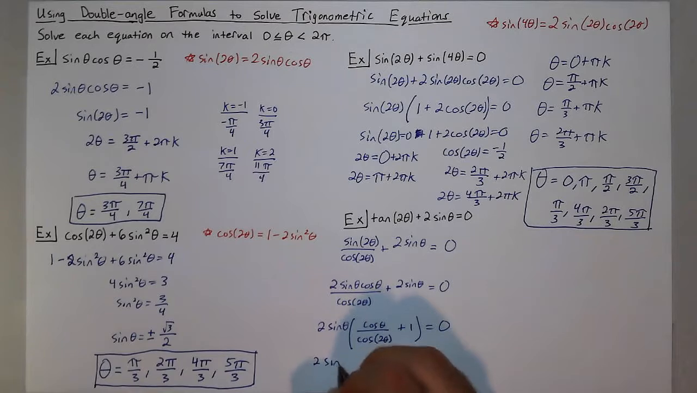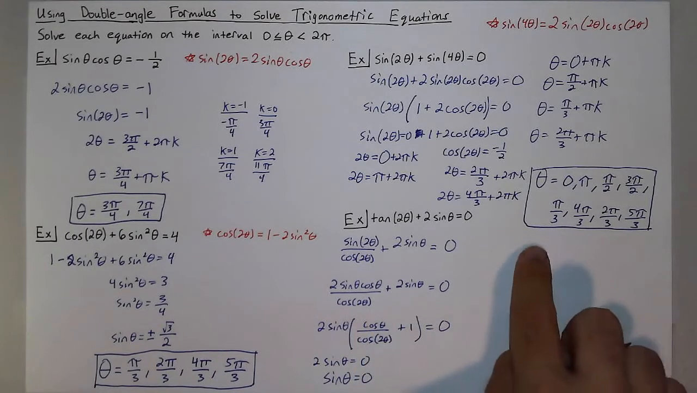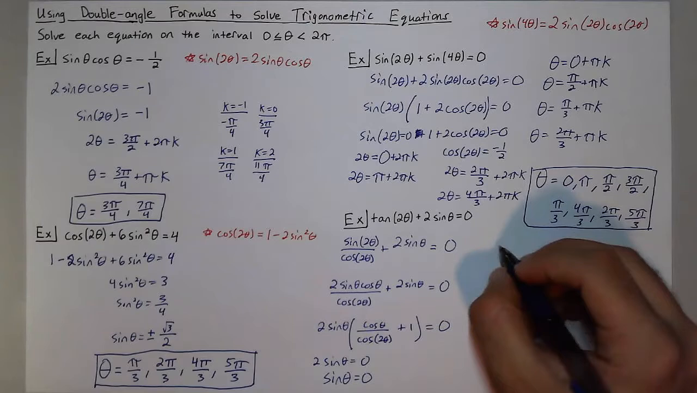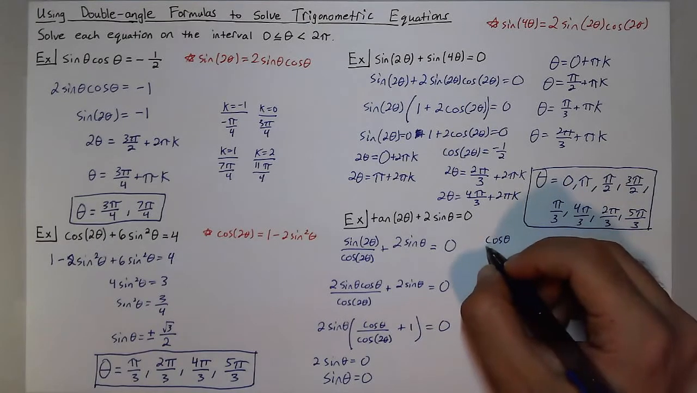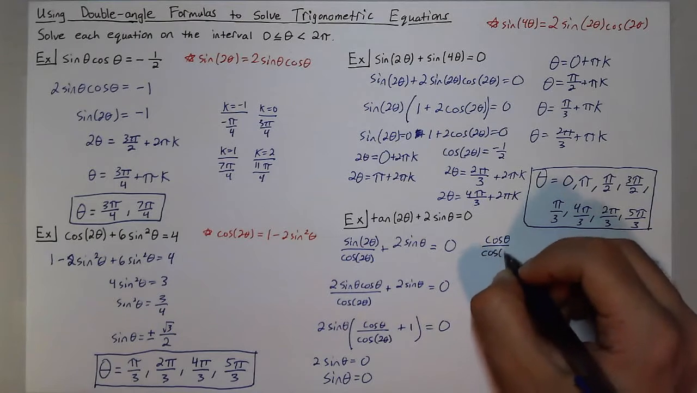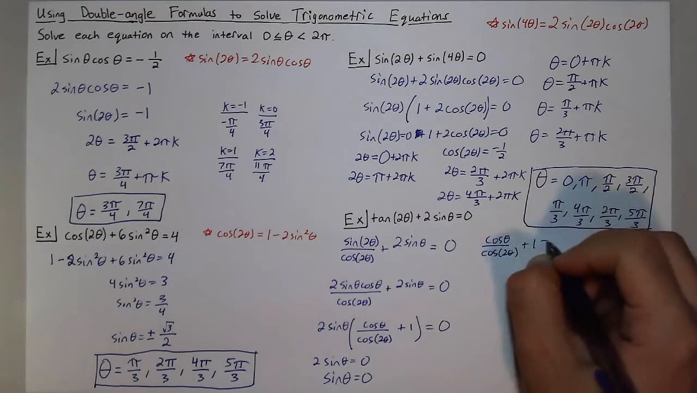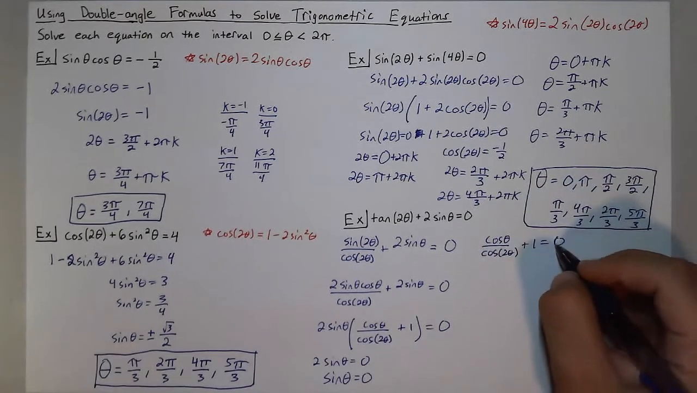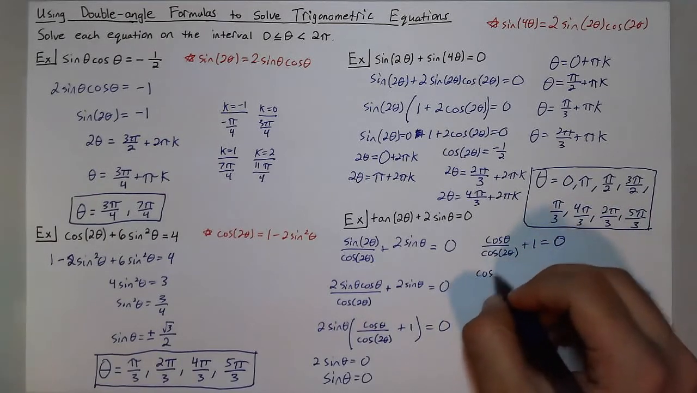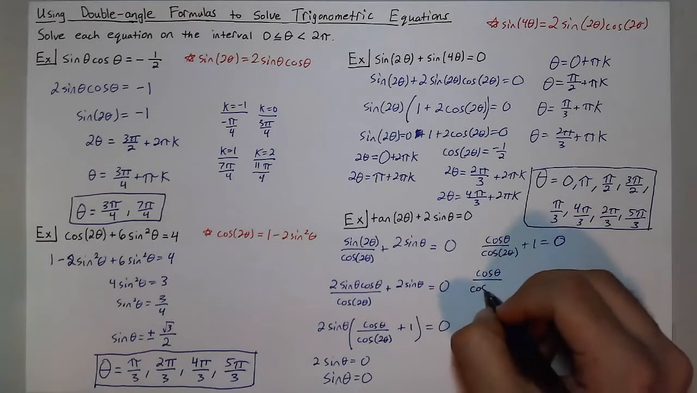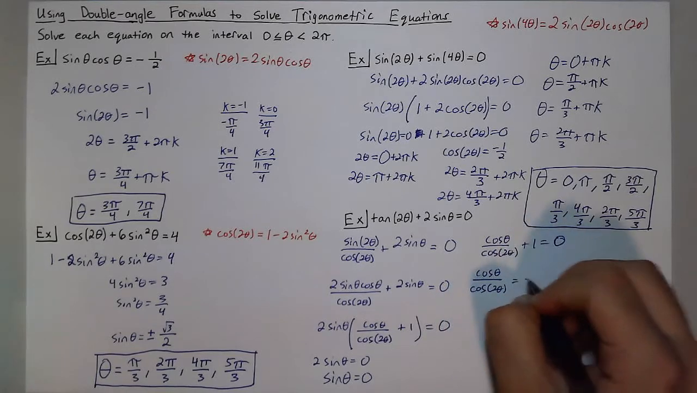My left factor can be set equal to 0. 2 sine of theta, which means sine of theta is equal to 0. And I'll come back to that in a little bit. And I have this factor I can set equal to 0, so I'll move over here to give me more space. So I have cosine of theta over cosine of 2 theta plus 1 equals 0. Well, first I can subtract 1, giving me cosine of theta over cosine of 2 theta is equal to -1.